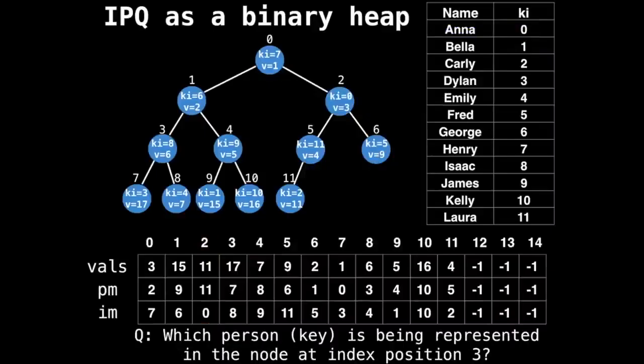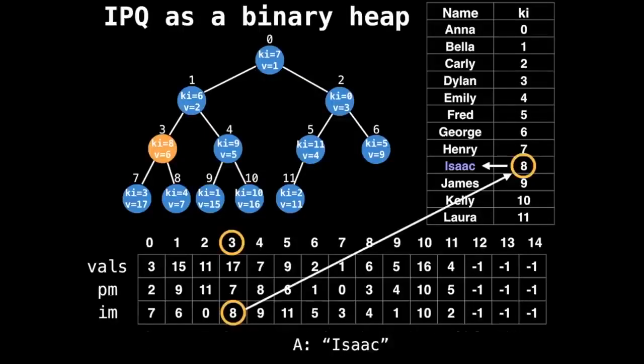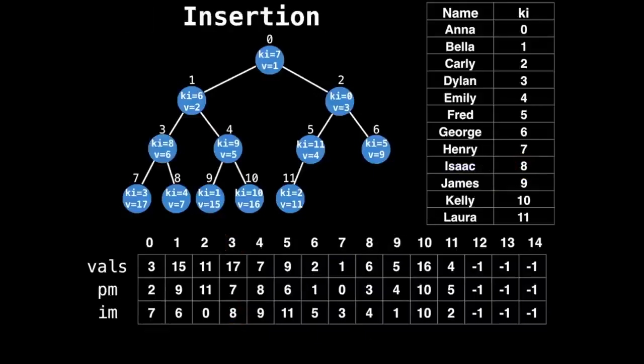Here's a follow-up question to make sure you're still paying attention. Which key is being represented in the node at index position 3? Same as before, find the key index through the inverse map. Then, with the key index, figure out the actual key from the bidirectional hash table. We can then conclude that the node at position 3 represents the key Isaac.